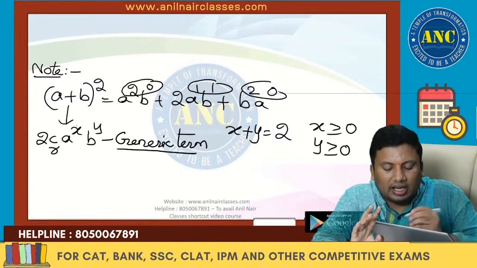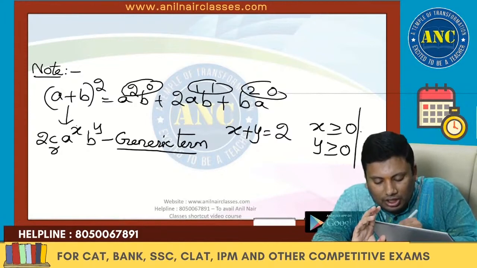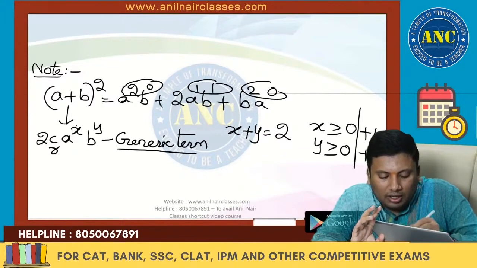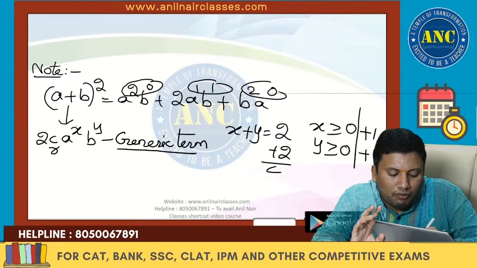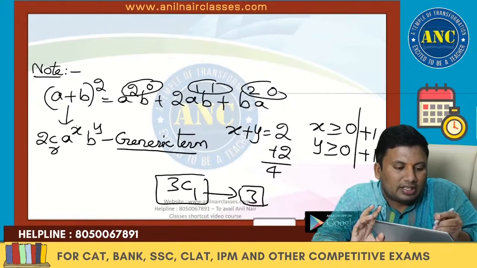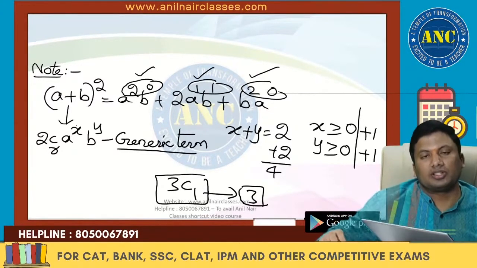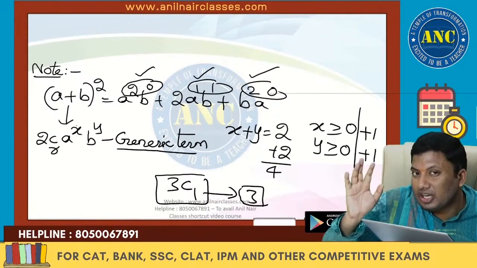X is greater than or equal to 0. Y is greater than or equal to 0. 0 means add 1, add 1. 2 plus 2, 4. 4 balls means 3 gaps, which is 3C1. It is 3. How many terms are there for (a plus b) whole square? 3 terms are there. Very interesting concept, sir.